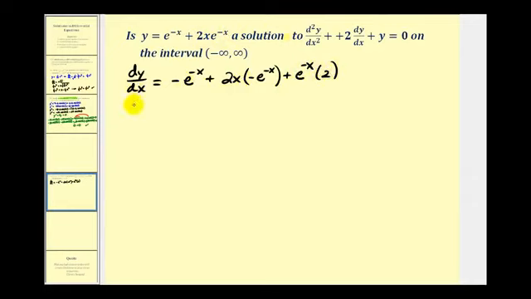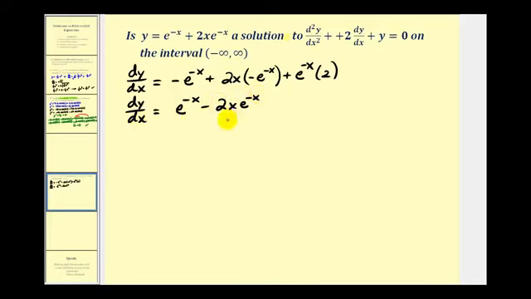Let's go ahead and clean this up. So we have dy dx equals, this is negative e to the negative x, and this is plus 2 e to the negative x. So we'll have a positive 1 e to the negative x. This will be minus 2x e to the negative x.